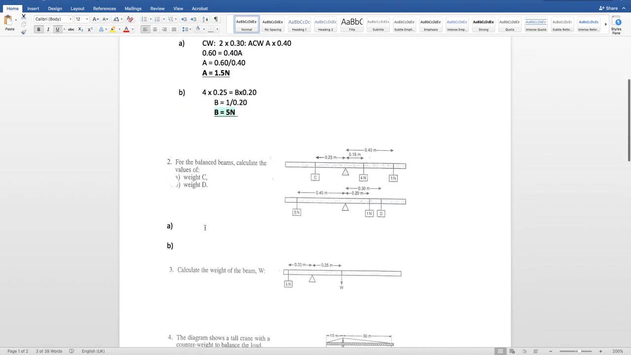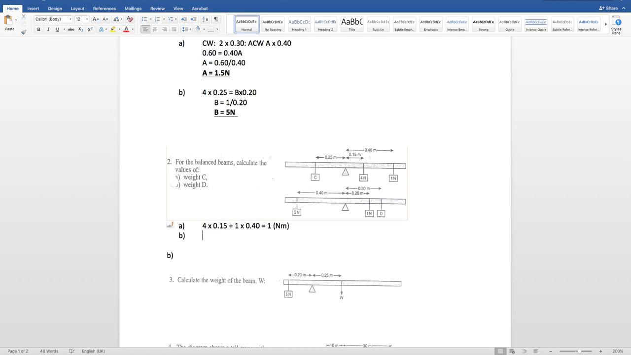Question 2. Again, the beams are balanced. Find C and D. So, if we look at our clockwise moments, we have 4 times 0.15. We also have 1 times 0.40. That's our clockwise. We'll add those together. 4 times 0.15 is 0.6, plus 0.4 is 1. And that's in Newton meters, just for completeness.